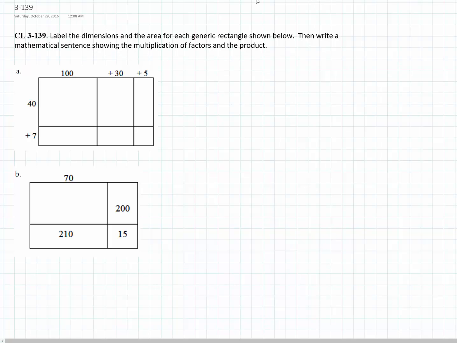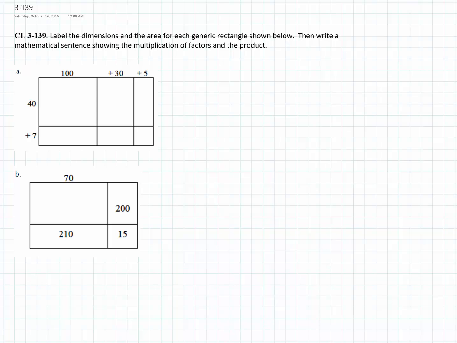So 3-139, we're working with generic rectangles again. We need to label the dimensions and the area for each generic rectangle shown below, then write a mathematical sentence showing the multiplication of factors and the product. And as we do this, we're going to also write the sum or the addition expression as well, just because we're going to need to do that to find the area anyways.